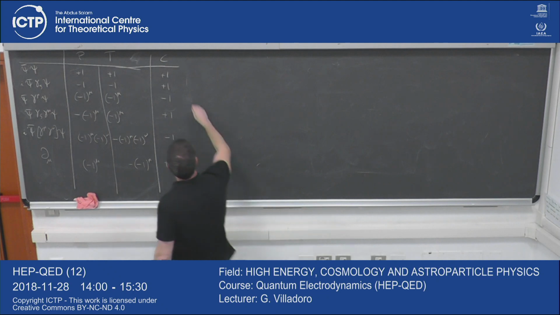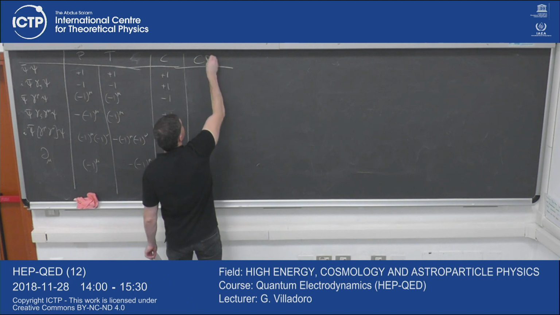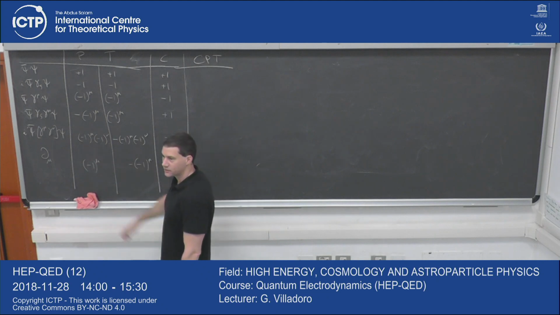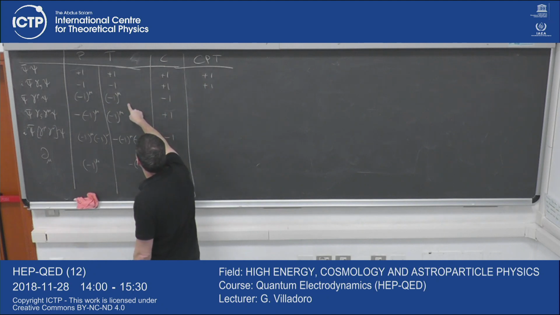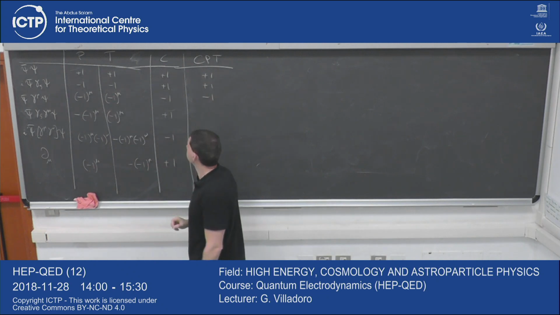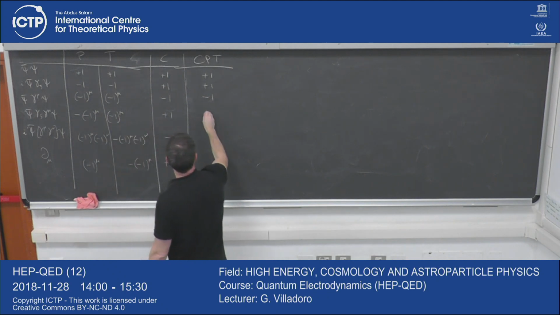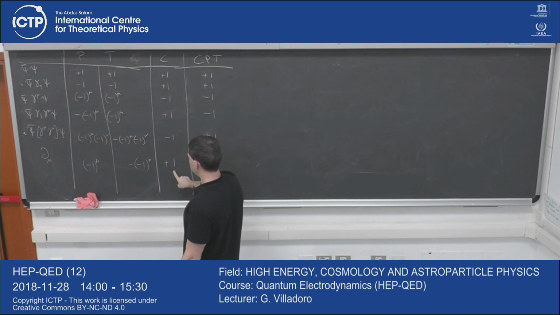Okay, now you can combine all of them into CPT. Let's compute what happens if you do all three together. This product is +1. This product is +1. This product is this and this is 1. There is a minus. This one is also minus. This one is plus. And this is minus.